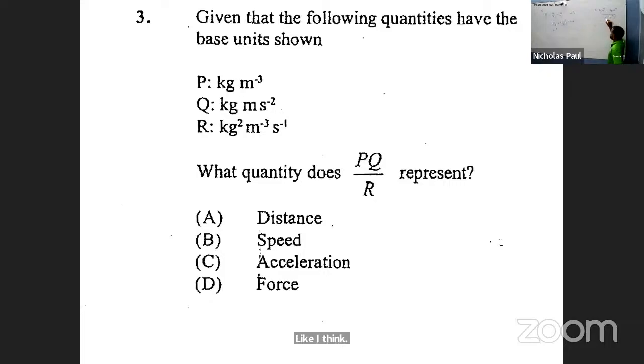Right, so the masses will cancel off. Right, the meter cube will cancel. And you'll get ms to the minus 2. This is minus 1, so it becomes what, plus 1? So you get ms to the minus 1. B. Anybody else get that? All right, nice.